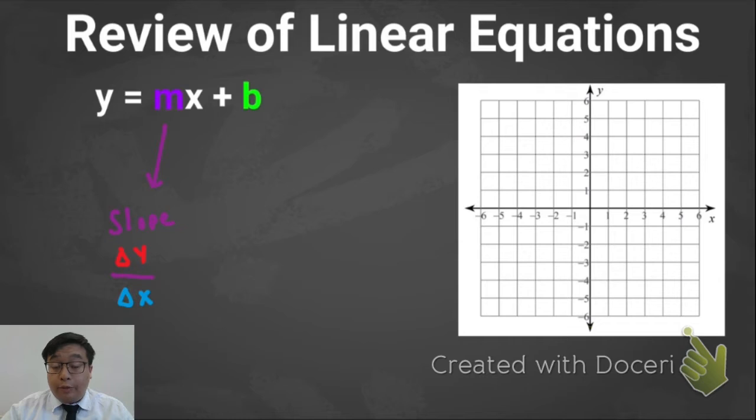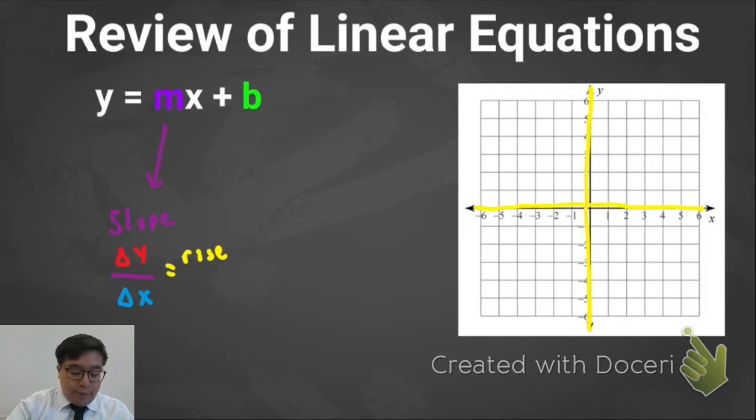What's another way of calling the change in y? We know that the y-axis measures from top to bottom, so sometimes we call the change in y the rise. What's another way of calling the change in x? We know the change in x measures from side to side, so sometimes that's called the run. So in other words, the slope is rise over run.